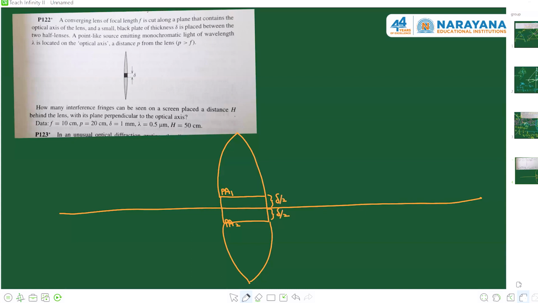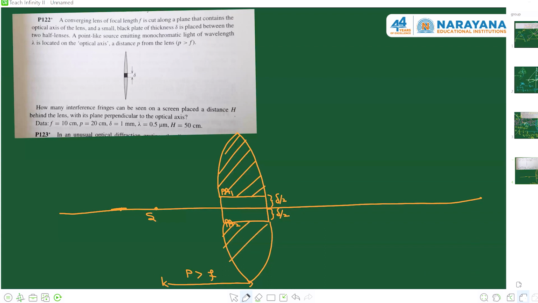I have got a source here. And just to make the ray diagram more practical, maybe I'll show it somewhere close. So there is a point source S, which is located at such a distance, and that distance here is P, and P is greater than F. And these are the two lenses for me now.